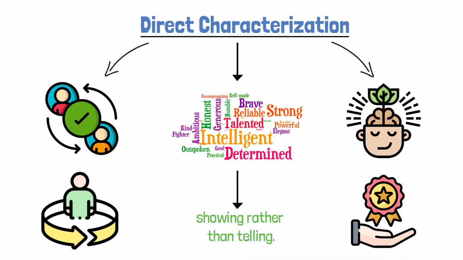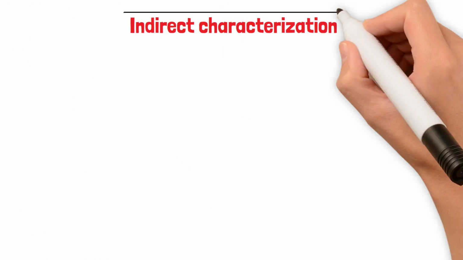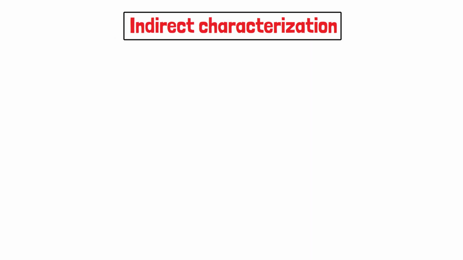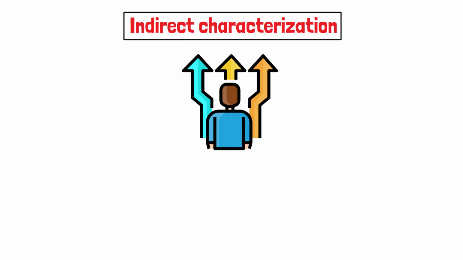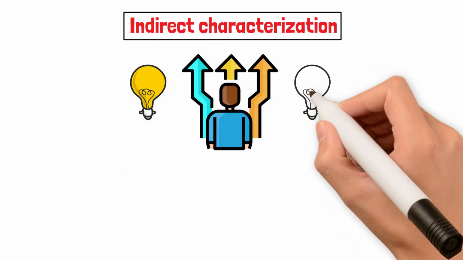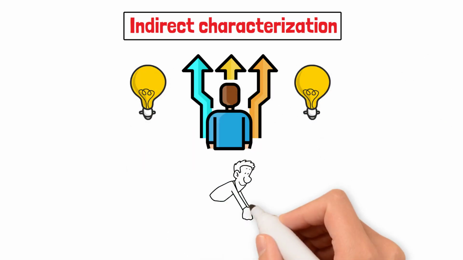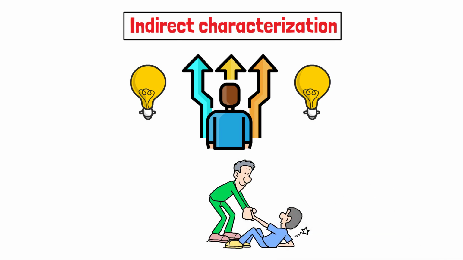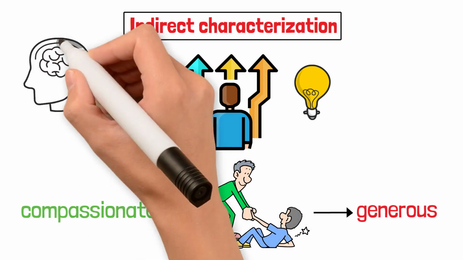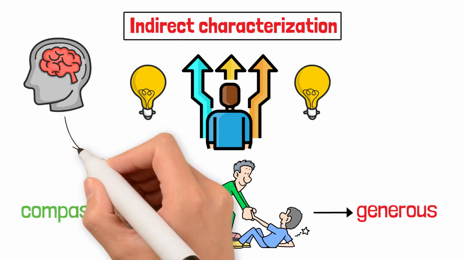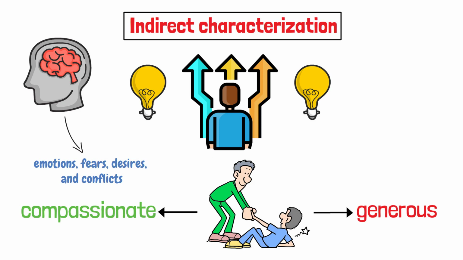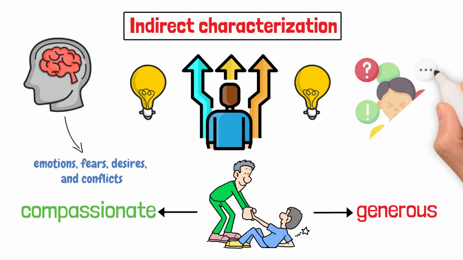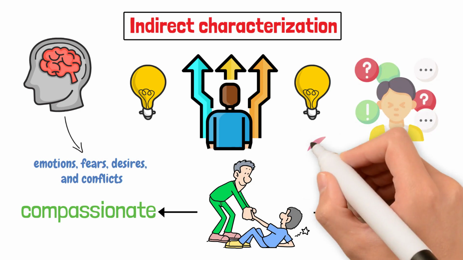Indirect characterization operates through various channels, including the choices a character makes and the way they behave in different situations, which offer insights into their personality. For instance, a character who selflessly helps others may be seen as compassionate or generous. Narrating a character's internal thoughts provides a window into their emotions, fears, desires, and conflicts. A character who frequently worries about the future might reveal a sense of insecurity.